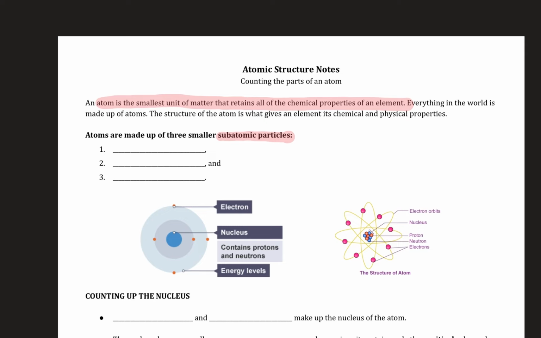An atom consists of two regions. First, there's the tiny, dense, super small atomic nucleus, which is in the center of the atom and contains the positively charged particles called protons and neutral uncharged particles called neutrons.